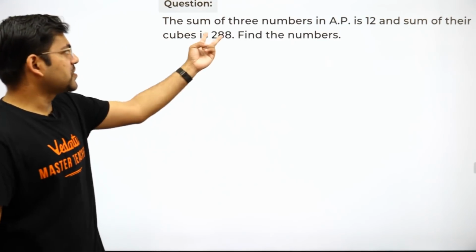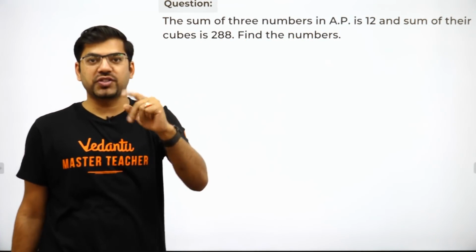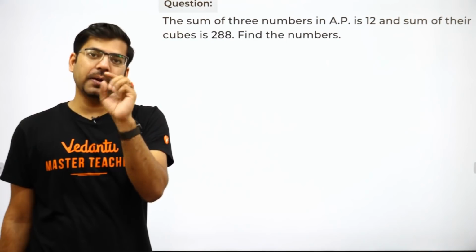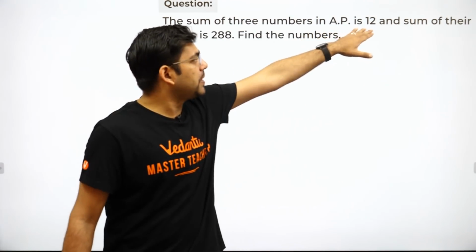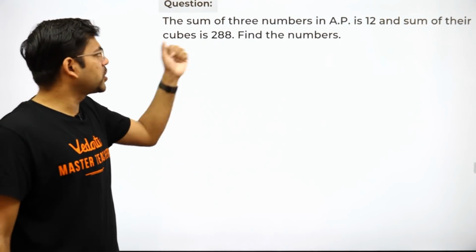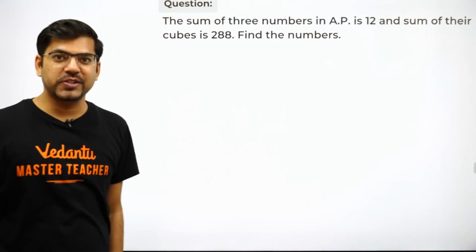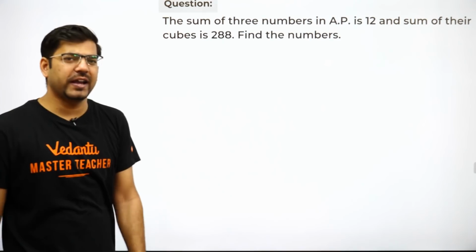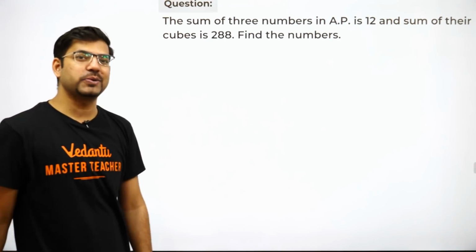So here it is 3 terms in AP, so we will assume those 3 terms as a minus d, a and a plus d. The sum of them is 12 and the sum of their cubes, the cube of all the terms, is 288. So let's solve this question. See how this will be solved. I guess it's an easy question. You would even be able to solve this.